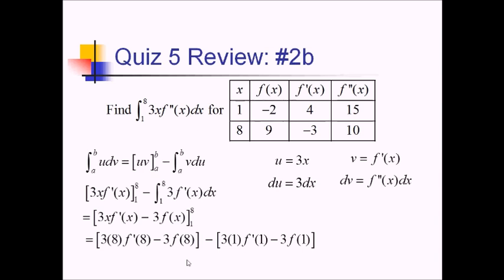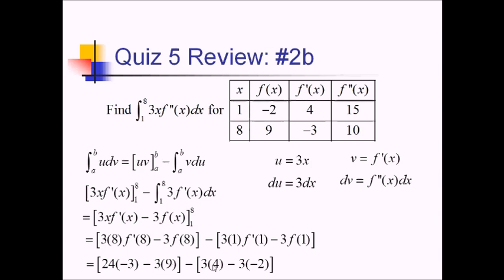Going through now individually here, we've got 24 times what's f prime of 8? Well, that's going to be negative 3. Minus 3 times f of 8, which is 3 times 9. And then over here, we've got 3 times 1, which is just 3, times f prime of 1. Well, what's f prime of 1? That's 4. So 3 times 4. And then we have minus 3 times f of 1. Well, f of 1 is just negative 2, so negative 3 times negative 2 there.